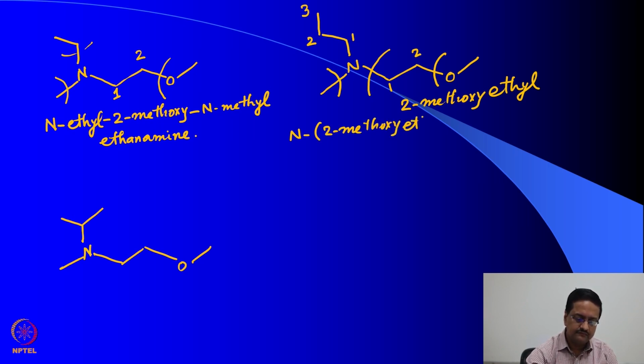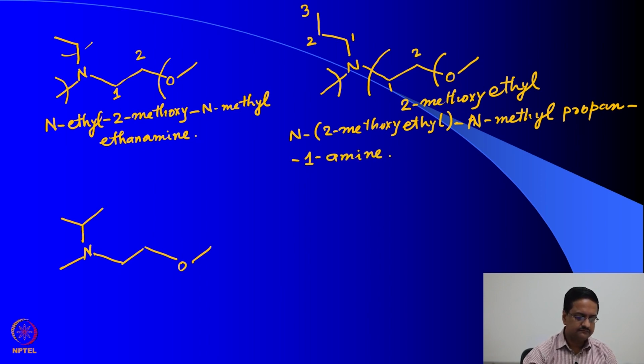N-2-methoxyethyl-N-methylpropan-1-amine. So, what we have is, here we have 3 substitutions getting priority over 2 substitutions.